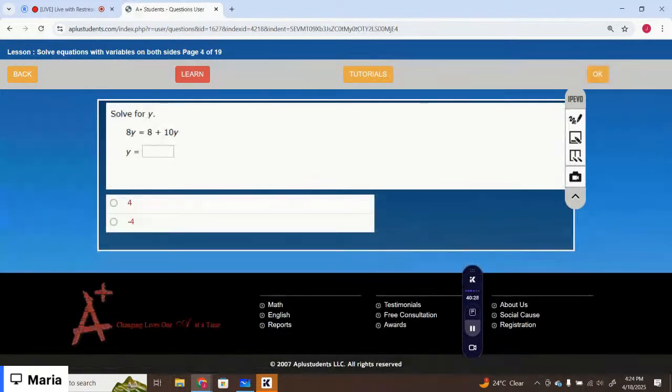Solve for y. So which is the correct option? That is negative 8. Option number 2 is the correct option.